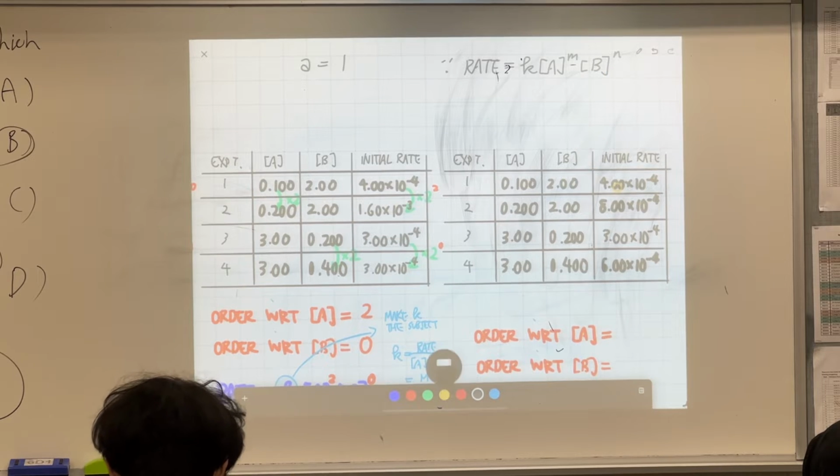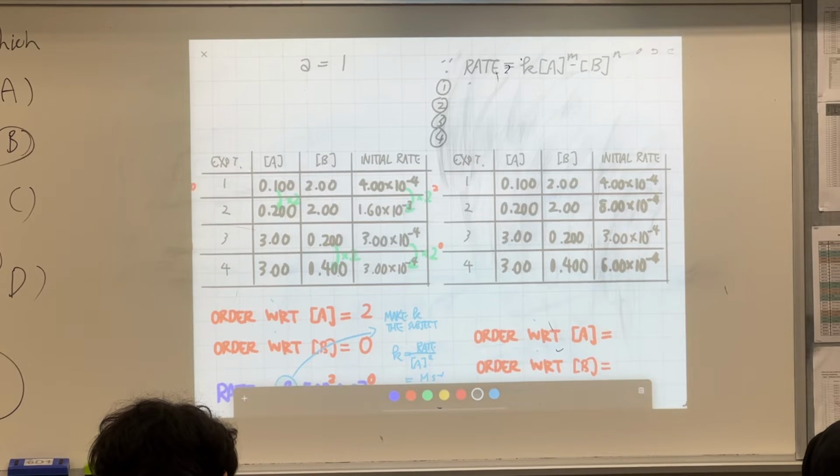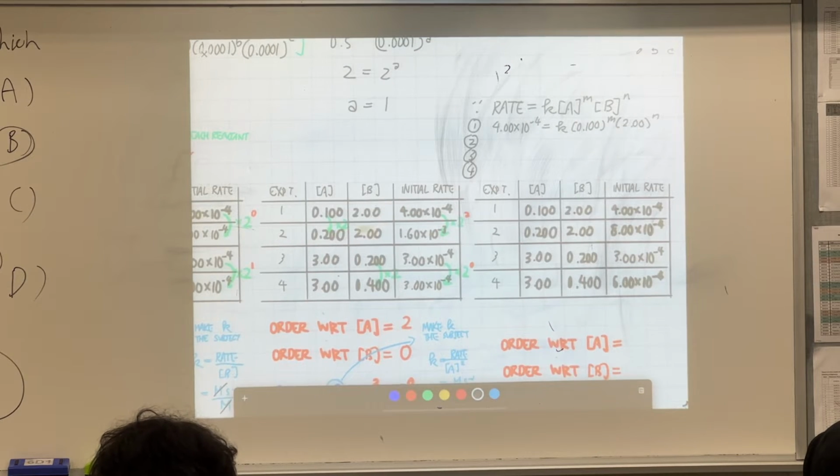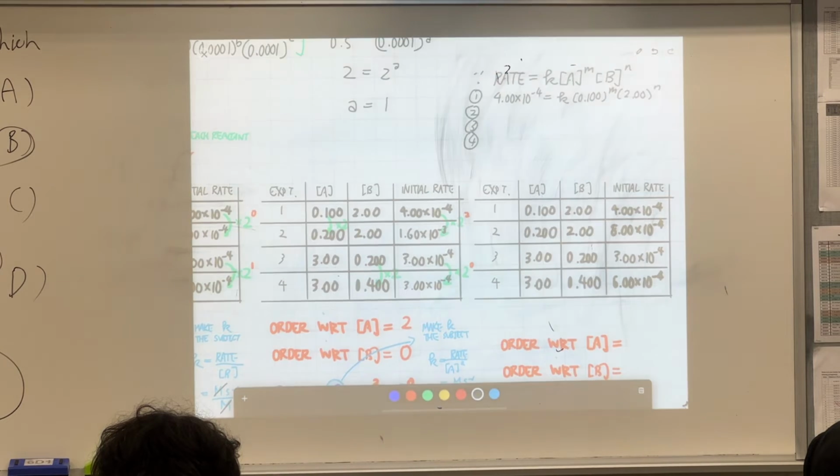So for example, for experiment 1, what can we write? We can write 4.00 times 10 to the power negative 4 equals k times 0.100 times 2 to the power n. Like that, right? What I'm saying is, sometimes when they give you odd numbers, not whole numbers like 2 or 1, you can use the method of algebra to solve for m and n.